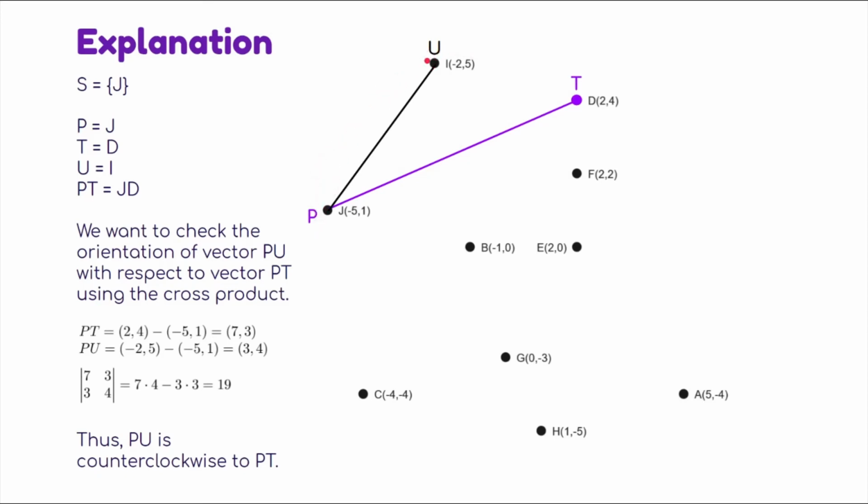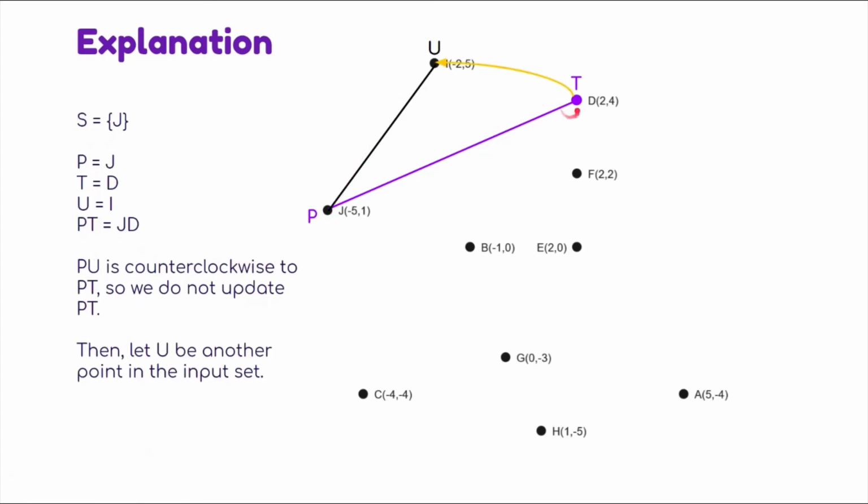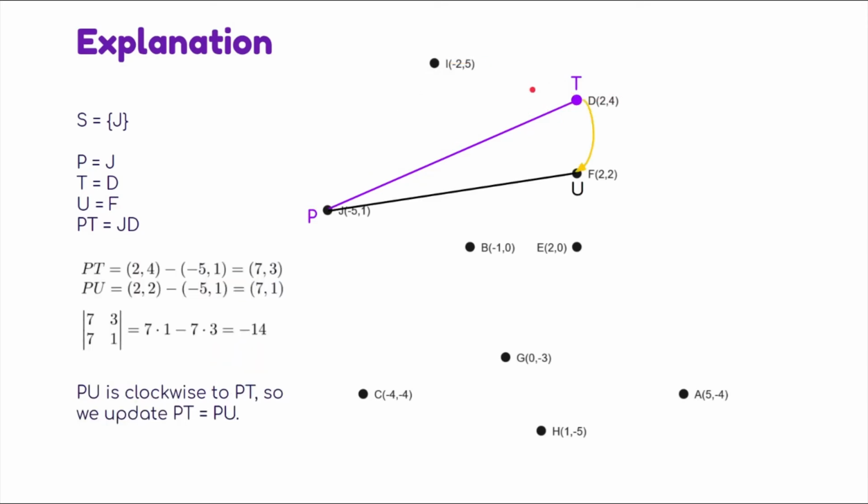So we want to check the orientation of PU with respect to this vector, PT. And using the cross product, we have a result of a positive number. So we know that PU is counterclockwise to PT. And we want the most clockwise vector, so we do not want to update PT equals to PU. So let's choose another point in the input set. Let's choose F this time.